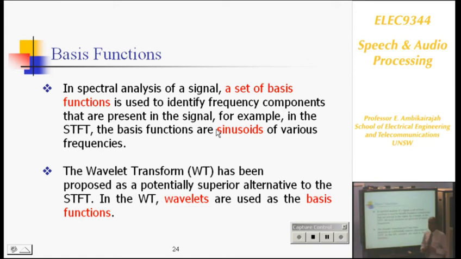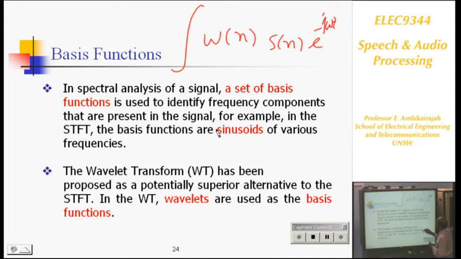So what is the basis function? What is the basis function in short time Fourier transform? If you look at the integral, in the short time Fourier transform, you had the window function Wn, and you had your signal Sn, and you had e to the power of minus j omega t. Your basis function, what we call it, is this exponential function, which is a sine function.